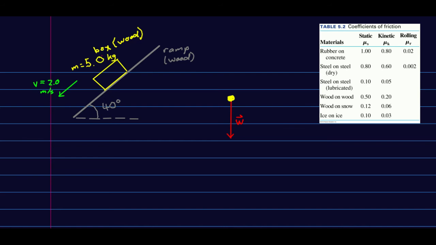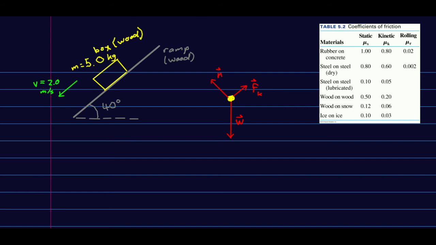So we have a wooden box sliding down a wooden ramp, 5 kilogram box, initially going 2 meters per second, and it's a pretty steep angle on the ramp, 40 degrees. And I've started the free body diagram here. The only thing this box is in contact with is the ramp. So all we should have is a normal force perpendicular to the ramp and a friction force opposing the sliding, means up the slope in this case. This is a simple case where the friction does oppose the motion.